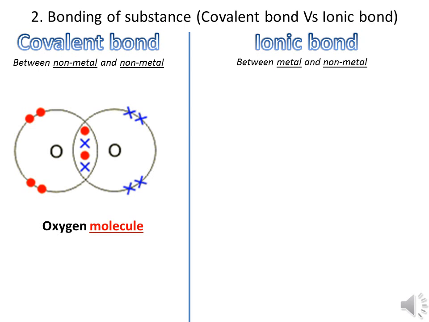Next, let us consider the bonding of the substance. Covalent bond and ionic bond. Covalent bond is between non-metal and non-metal. As such, oxygen molecule is of covalent bonding because it's 2 oxygen atoms that are bonded together. It is oxygen molecule because it is of covalent bond.